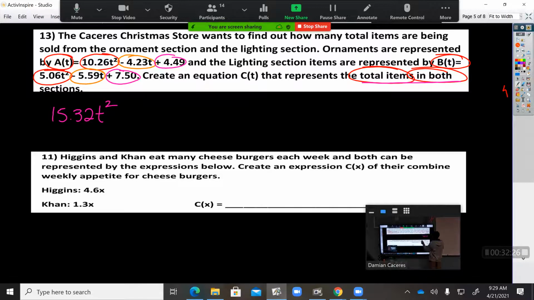15.32 t squared. Now they ask us to call the new equation C of t. So we're going to put C of t in the front equals, and now we do the next term. The next term is going to be negative 4.23t minus 5.59t. So make sure you don't mess up the signs there.